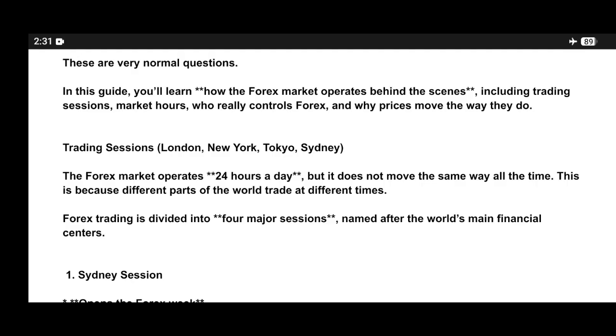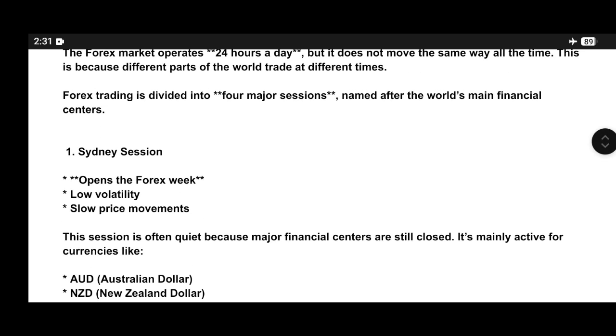The forex market operates 24 hours a day, but it does not move the same way all the time. This is because different parts of the world trade at different times. Forex trading is divided into four major sessions, named after the world's main financial centers. Are you getting me?